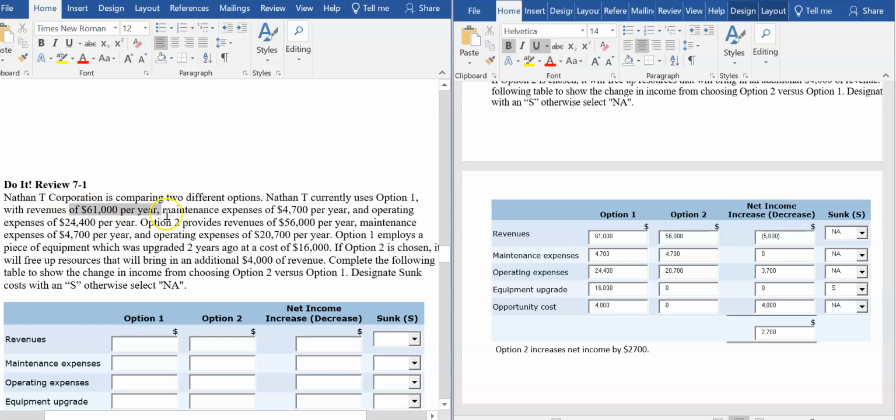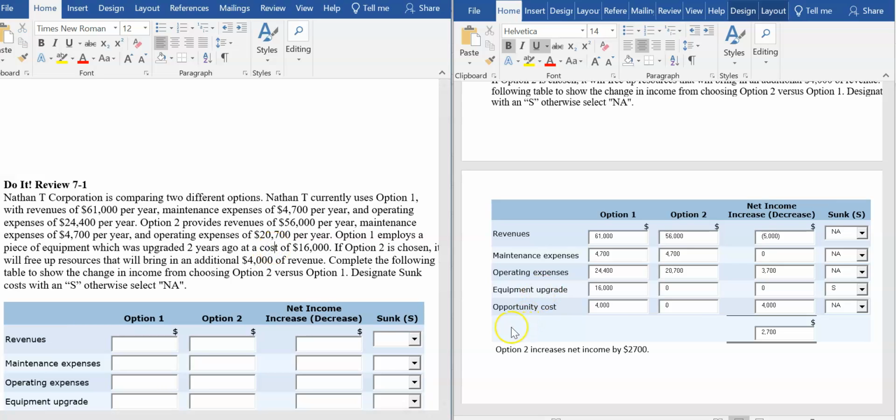Out of all of these, option one items would not occur if we choose option two. So if we choose option two, all of these revenues and costs would not be there. So all of these are not sunk because what we do in the future will change these. However, this equipment was upgraded 2 years ago at a cost of $16,000. Nothing we can do now or in the future will change that, because no matter which option we choose, we can't change the fact that we spent $16,000 2 years ago.